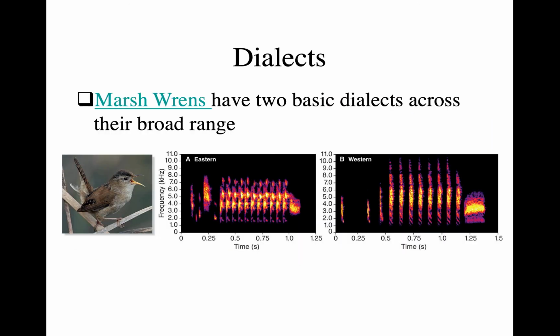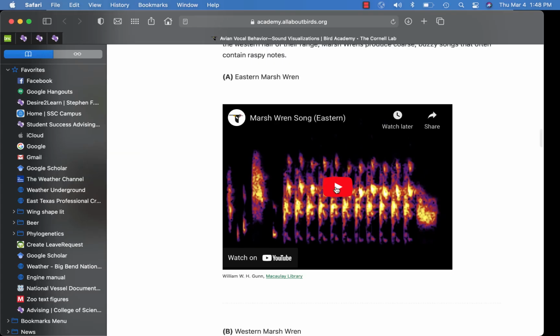Here's another example of regional dialects. So marsh wrens have two basic dialects that split continentally. There's an eastern and a western song. Here's the eastern song, something we would have here.